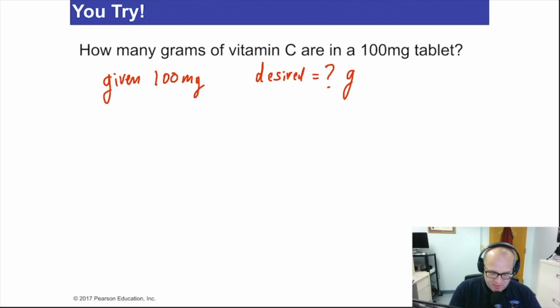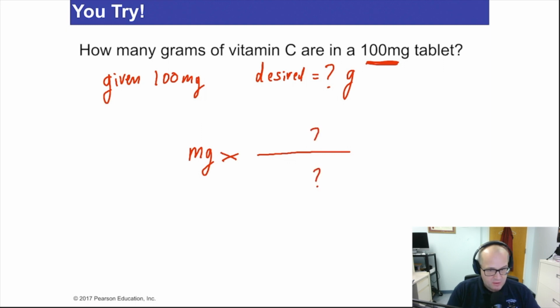Okay, so we're given milligrams. That's the unit we're starting with. The book or the question tells us 100 milligrams. Multiplied by, and put the line there, something. Something goes down here. Something goes up here. We don't know what those things are yet, but we know we want to get to grams. Let me get rid of the question marks here, guys.